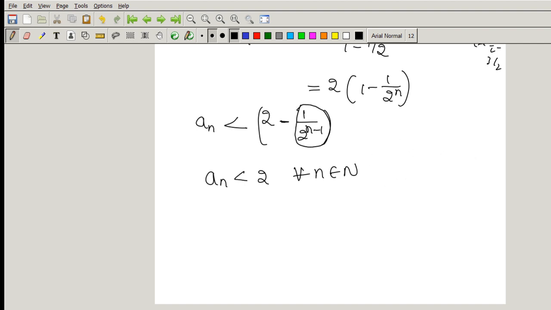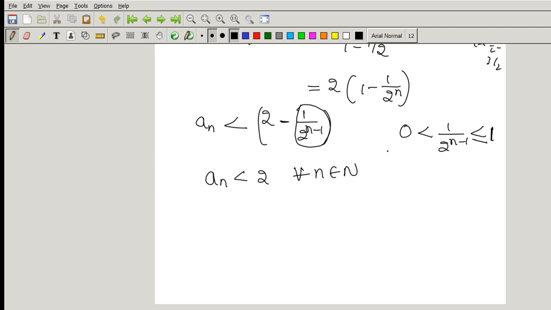quantity. Therefore, 1 by 2 power n minus 1 is always less than or equal to 1, because if you substitute n is equal to 1, we will obtain 1. If you substitute n is equal to 2, we will obtain 1 by 2, which is less than 1. Maybe less than or equal to 1, but this is always greater than 0, because n is a natural number. Therefore, this value lies between 0 and 1.